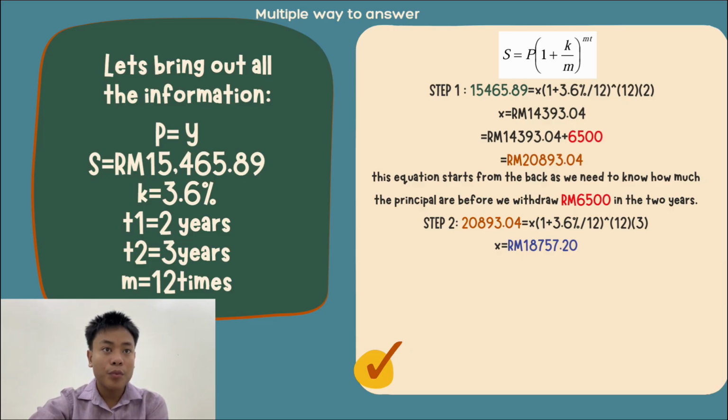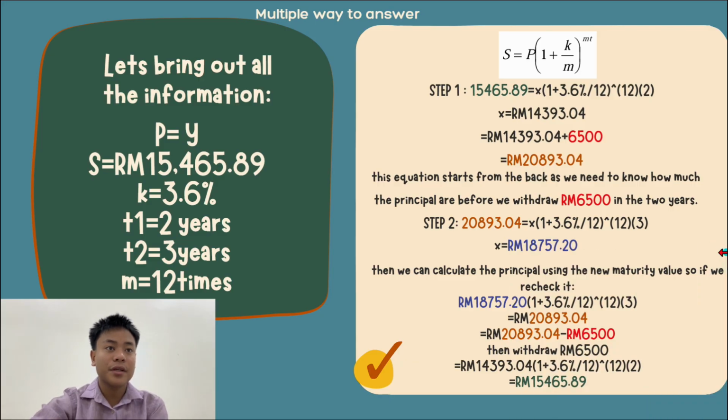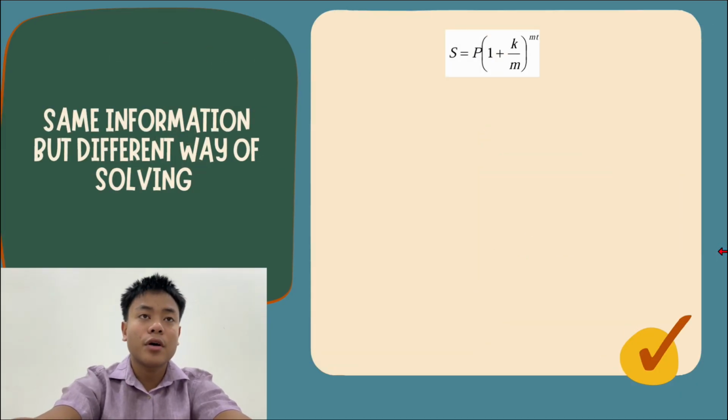And then step 2, we put the RM20,893.04 as the S, and we want to calculate P. And for the second part, the time is 3 years. And then we got RM18,757.20. So as you can see, we can recheck it by doing it from the start. As we know, we started from the bottom, so we can start from the above. It is the same information but a different way of solving.